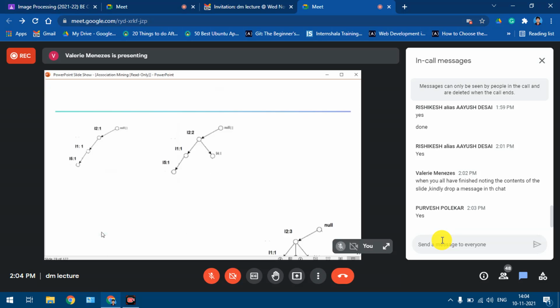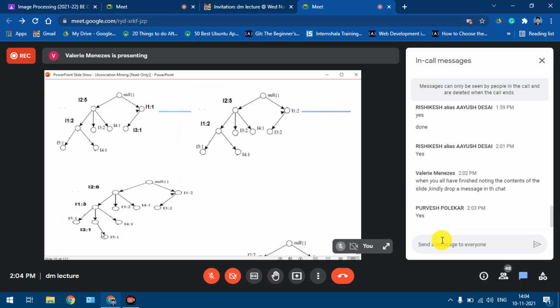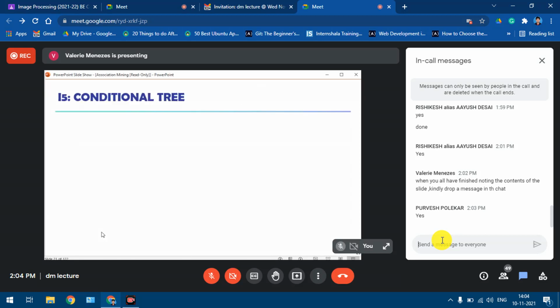Now let us look at that item I5. We have to generate a conditional tree for item I5. First, we will look at the final FP tree which is constructed. We will look for all the branches which are ending with I5, where I5 is at the end. I5 may not be the last leaf node, but it is at the end, provided it's not starting from the root. So which are the branches ending with I5? I2, I1, I5, then I2, I1, I3, I5.